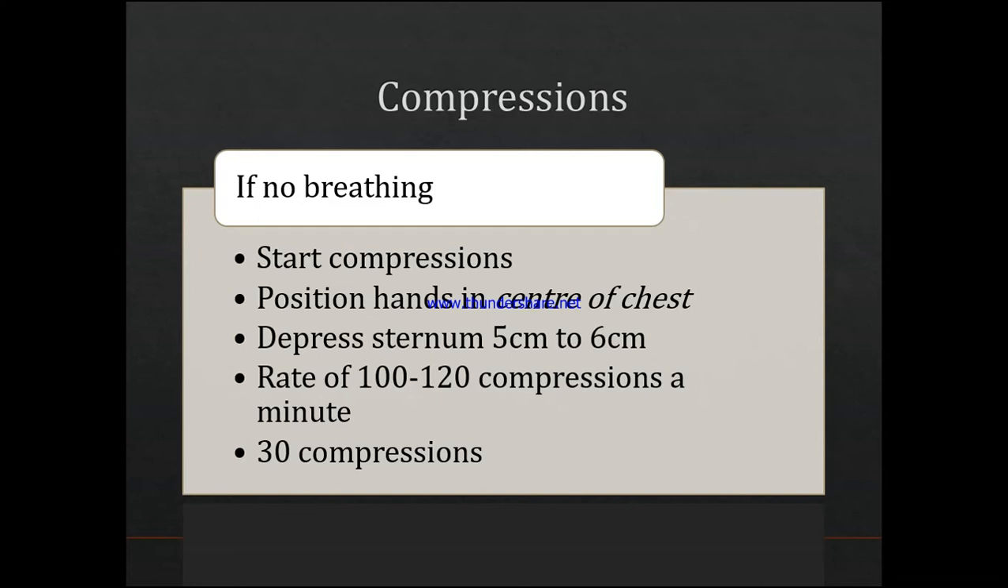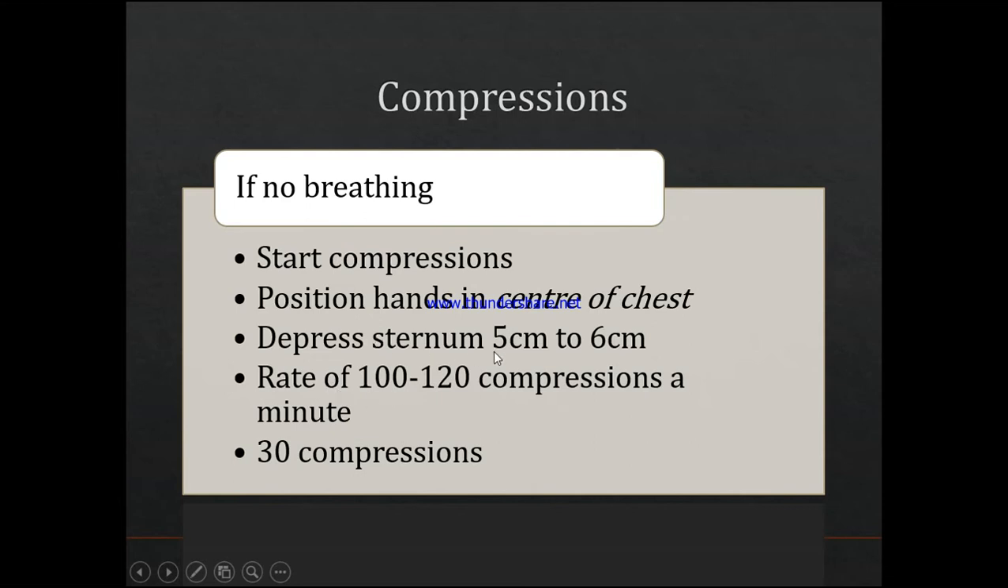So compressions, what do we do if there's no breathing? Well, we're going to start compressions. We're going to try and position the hands in the center of the chest. This is something I'm going to talk about with one of my 3D models in the next video, on chest compressions and intrathoracic pressure. So we want to get the sternum 5 to 7 centimeters depression and a rate of 100 to 120 compressions a minute, for 30 compressions.